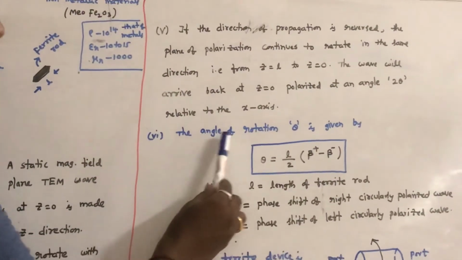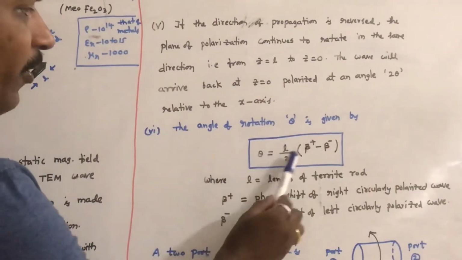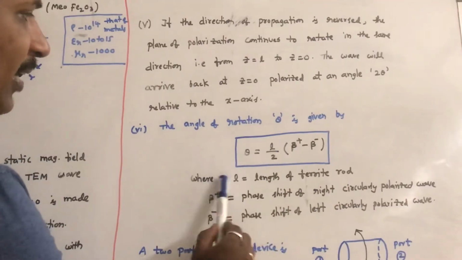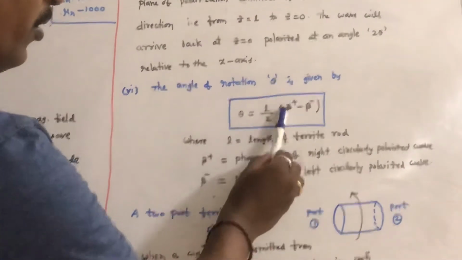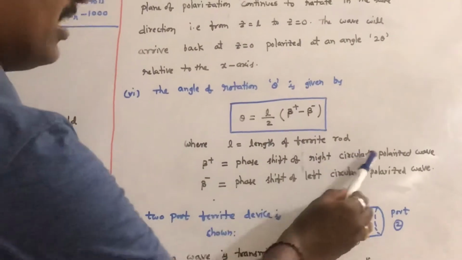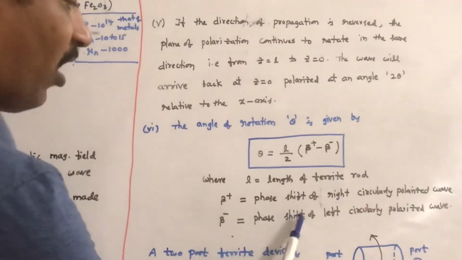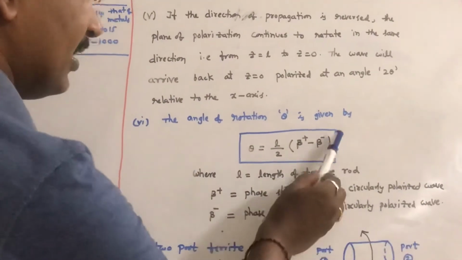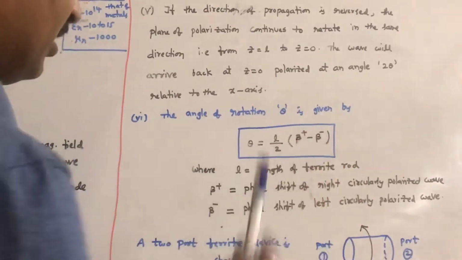Next, the angle of rotation θ is given by this formula. θ is equal to L by 2 into (β+ minus β-), where L is the length of the ferrite rod. β+ is the phase shift of the right circularly polarized wave due to the ferrite material. β- is the phase shift caused by the ferrite material to the left circularly polarized wave. This is the angle θ with which the plane of polarization changes.